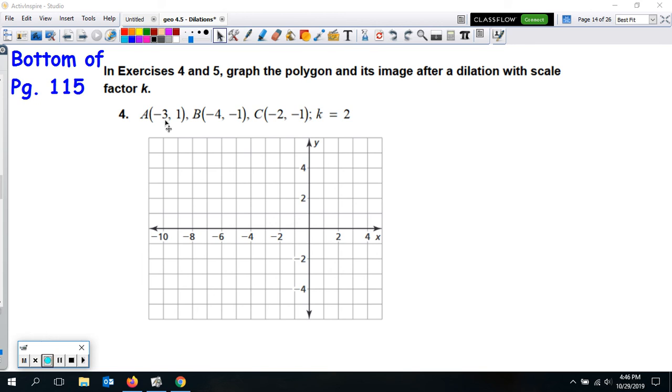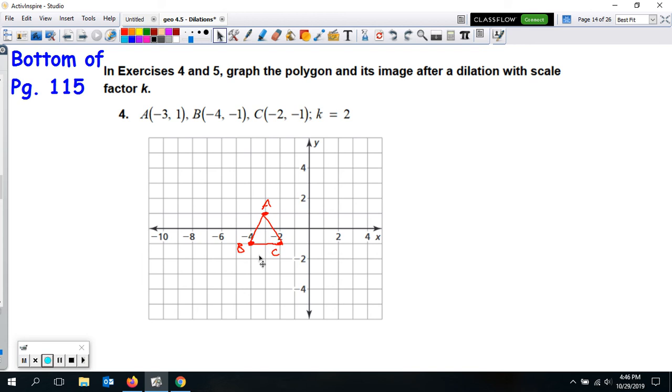So A is at -3, and let's look at our coordinate plane. Every box is worth 1 here. So -3 and 1, that's going to be up here, -3, 1. I'll label it A. Third quadrant for B, -4, -1, right down here. And then also third quadrant for C, -2, -1, right down in here, -2, -1 right there. So we're going to just connect our dots.